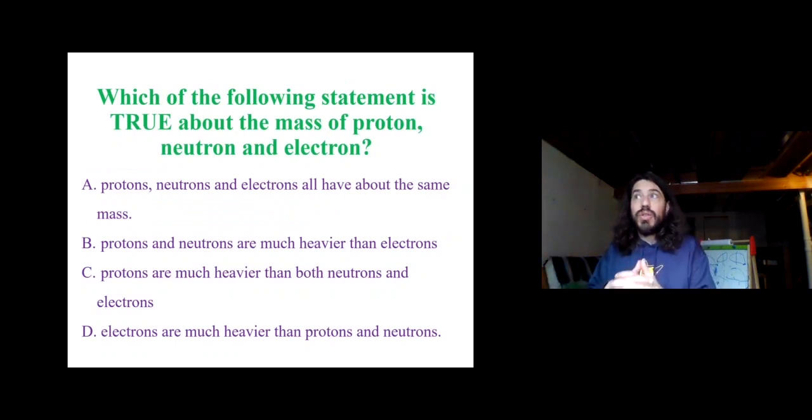Which of the following is a true statement about the mass of a proton, neutron, and electron? Do they all have about the same mass? Choice A. Are protons and neutrons much heavier? Are protons heavier than both neutrons and electrons, or are electrons the heavier ones? Why don't you think about it for a minute and make your choice.